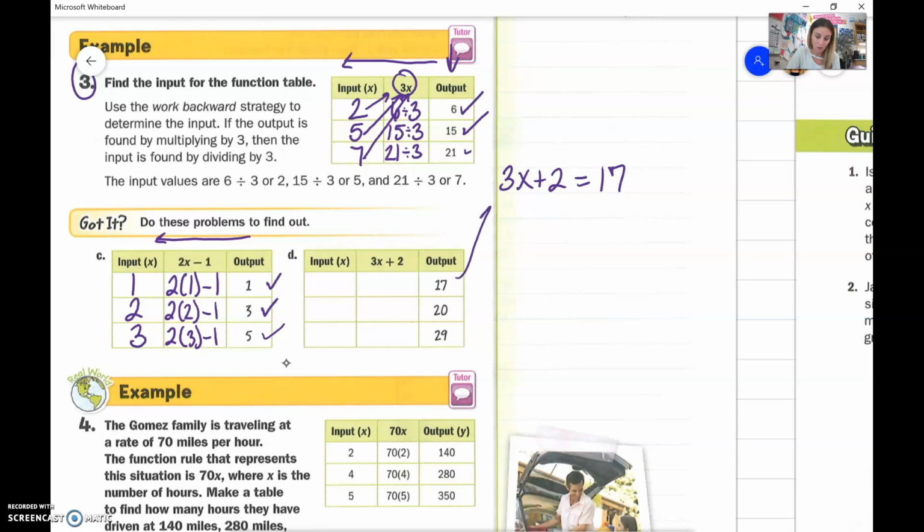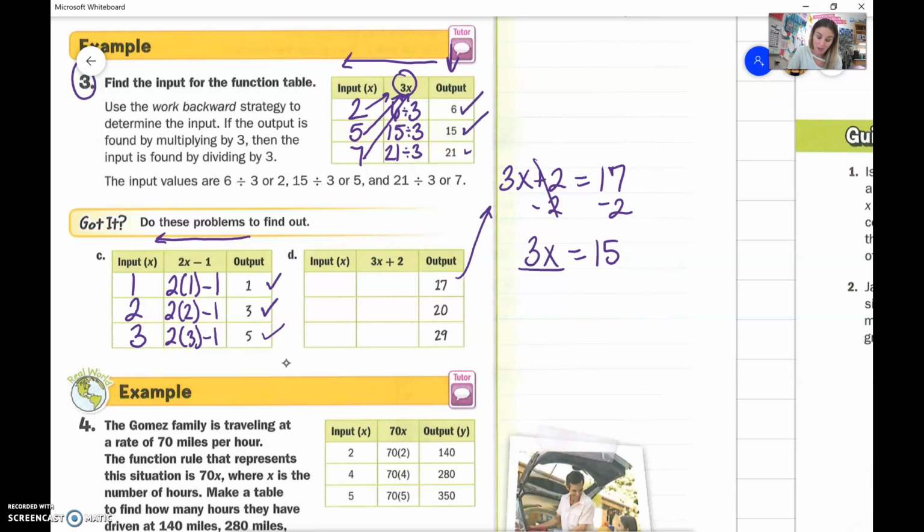Okay? So I'm just going to do this first one. I'm using my output for my other side. If I'm adding 2, the opposite of adding 2 is subtracting 2. Positive 2 and a negative 2 makes 0. 17 minus 2 is 15. Now I'm left with 3x equals 15.